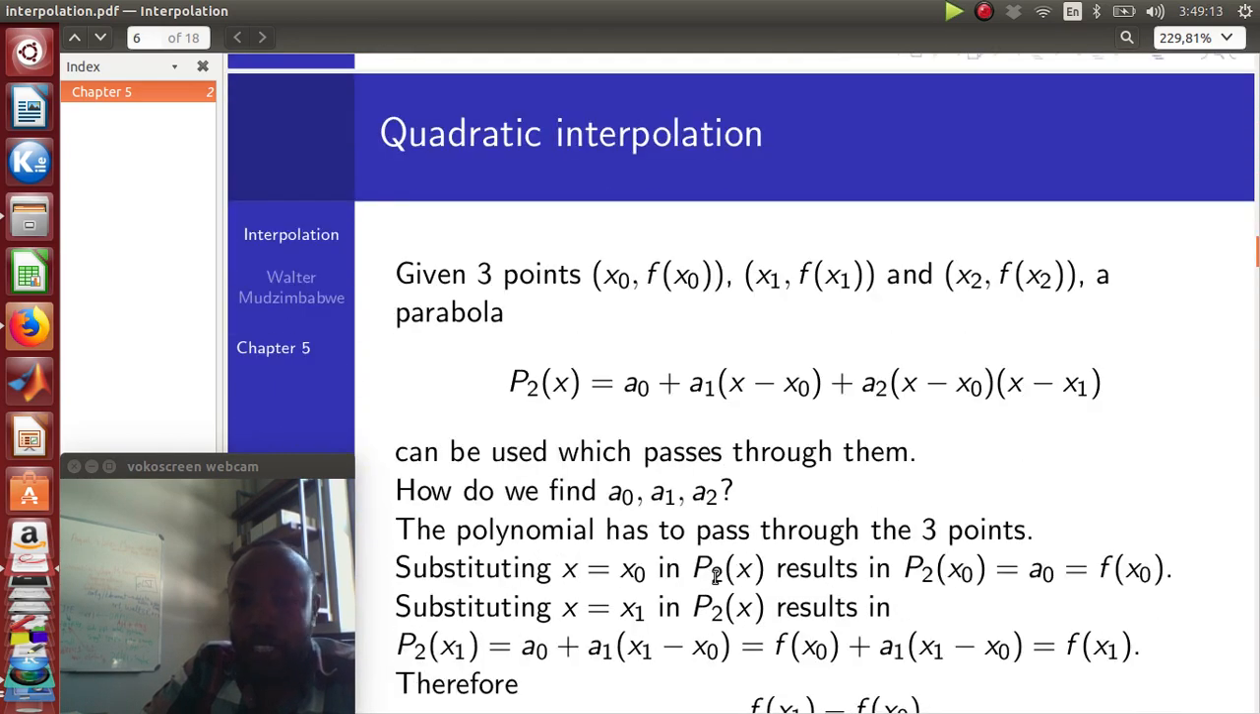Then the next thing that we want to look at is quadratic interpolation. So I'm going to pause the video and then start from there.